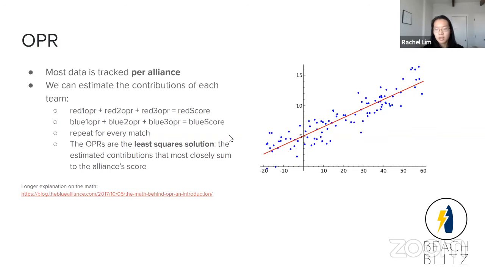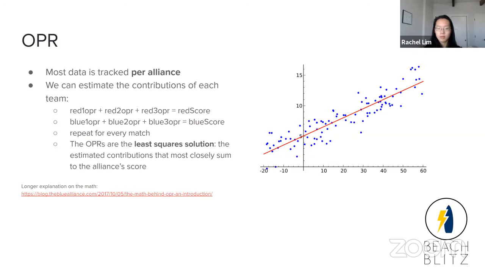OPR is a bit more complicated. I talked about how most of the data is tracked per alliance and not per team. But that's not a very useful statistic to have, because when it comes to match strategy or alliance selection, you really need to know what each team is capable of. So this is where OPR comes in, and it's a way to estimate the contributions of each team from their alliance's scores.